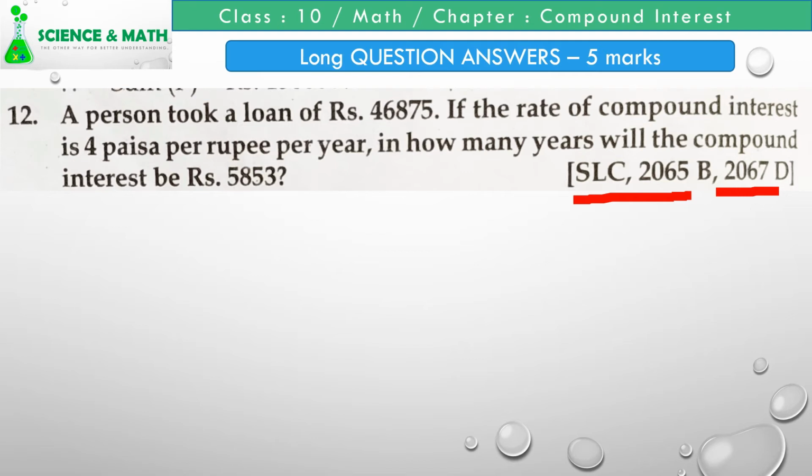Here, rupees 46,875 is the principal, 4 paisa per rupee per year is the rate, and 5,853 is the compound interest. We should find out the time.